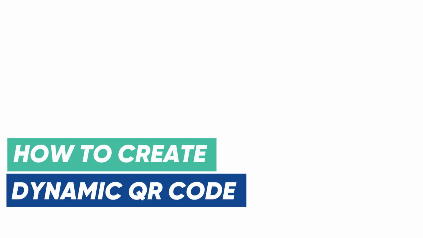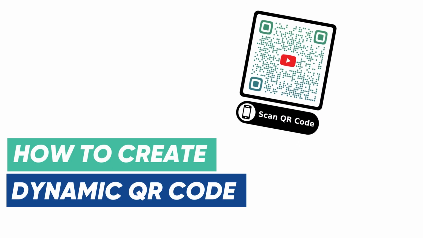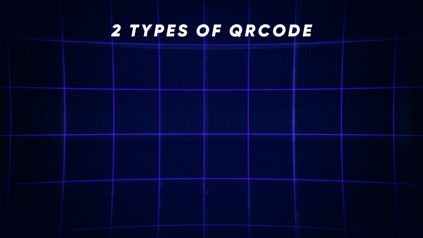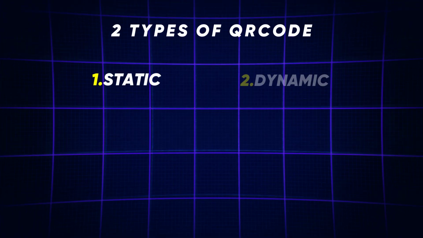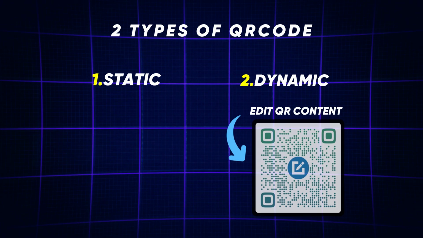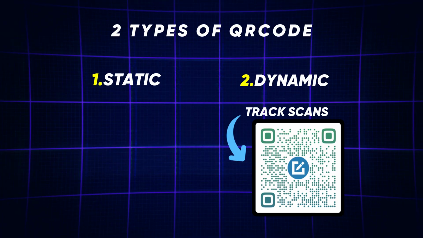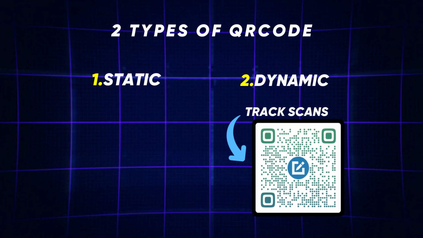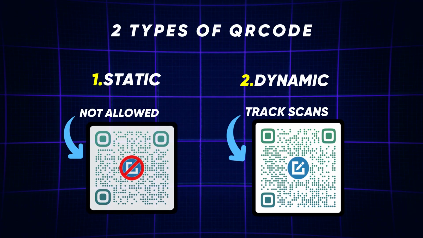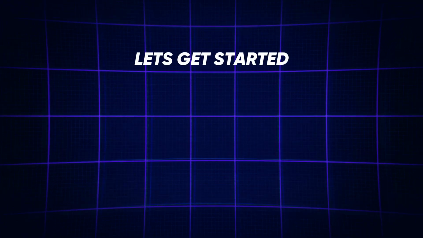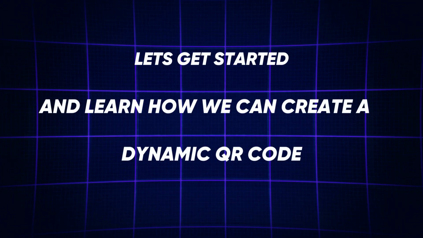In this video, we will learn how to create a dynamic QR code. Basically, there are two types of QR code. One is static and the other is dynamic. Dynamic allows you to edit QR content even after printing, and allows you to track scans as well, whereas static does not allow that. So let's get started and learn how we can create a dynamic QR code.